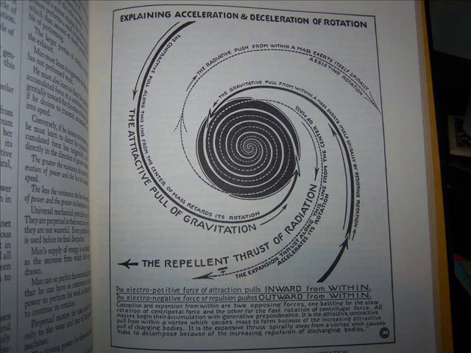Now we have another chart here explaining acceleration and deceleration of rotation. And I will read what's on the bottom of this. The electropositive force of attraction pulls inward from within. The electronegative force of repulsion pushes outward from within. Contraction and expansion from within are two opposing forces, one battling for the slow rotation of a centripetal force and the other for the fast rotation of centrifugal force.